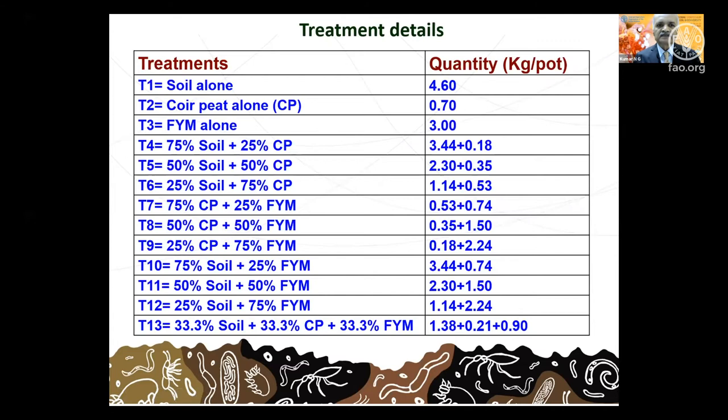So based on this experience, we formulated 13 treatments with major media like soil alone, natural one, coir peat alone, FYM alone, and combinations of soil, coir peat and FYM, and soil and FYM, and equal proportion of soil, coir peat and FYM. And these are the quantities of media used in different treatments per pot.